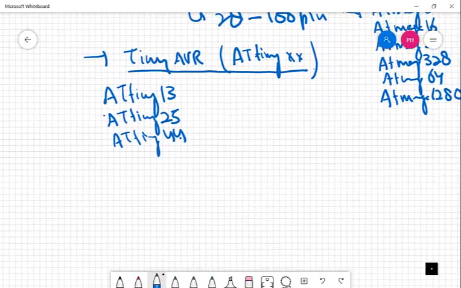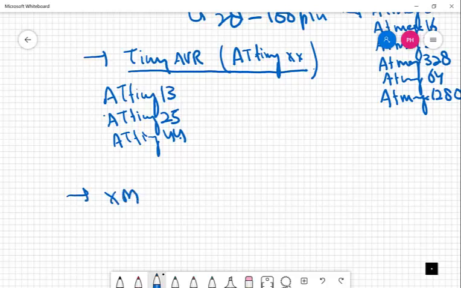Then the fourth category is Xmega AVR. Again, the name here will be similar to the Mega ones. The only difference is they are more powerful than Mega ones, and naturally their cost is more than Mega. So these are used in some applications where we need large amounts of computing to be done.